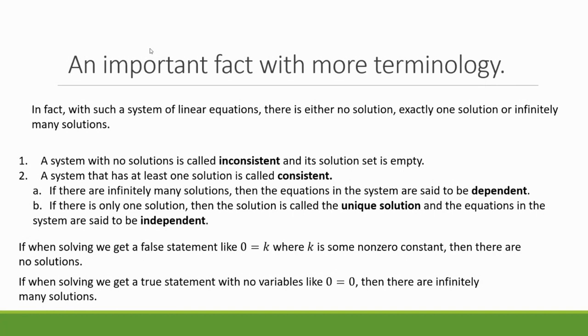Now, if there are infinitely many solutions, then we say the equations are dependent. So again, this is a consistent system, but the equations are said to be dependent if there are infinitely many solutions. And if there's only one solution, that solution is unique, and we say the equations are independent. I think in the other class I might have said linearly dependent or linearly independent, but that's all right.